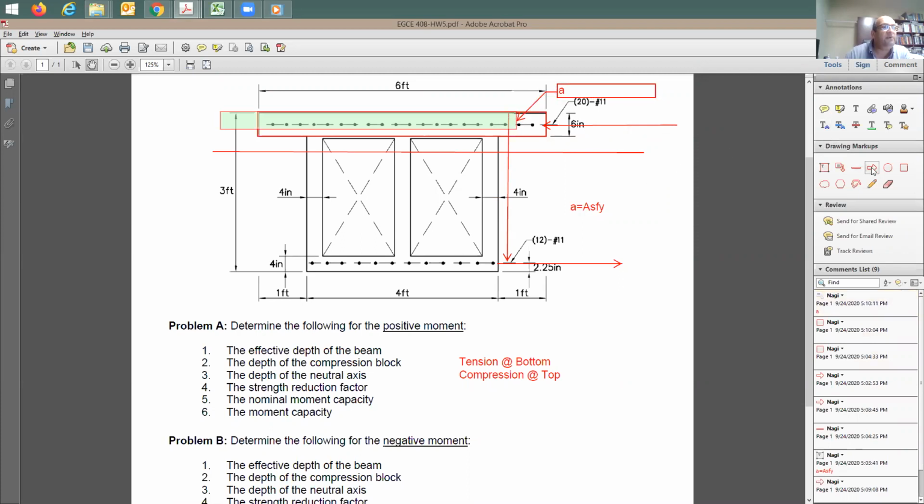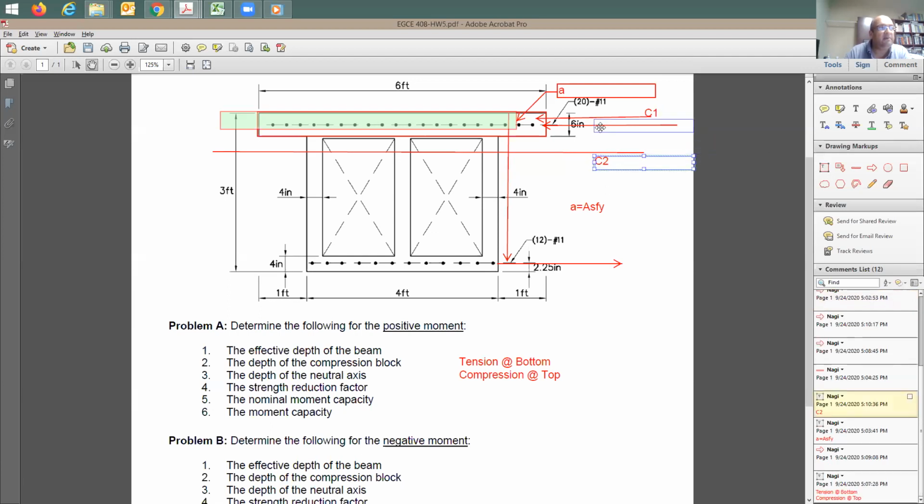Therefore, the compression force is going to be at A over 2, which means roughly it's going to be here. This is what we call C1, which is for the compression of the concrete, the top one here. And then I'm going to have here C2. C2 is going to be right here. It's the compression in the steel, which is this guy here.